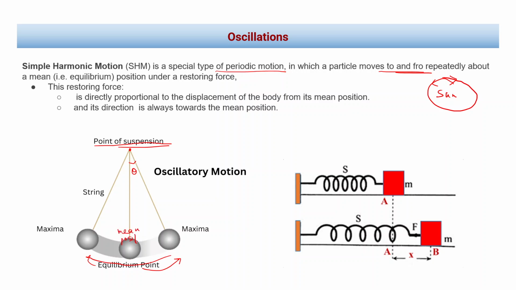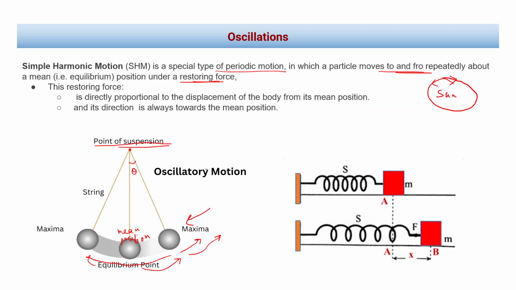So this is characteristic of a simple harmonic motion, that the motion happens about a mean position, to and fro, under a restoring force, and this restoring force is directly proportional to the displacement of the body, and its direction is always towards the mean position. Like if you take the bob of this pendulum, take it to the right and then leave it, although you're moving it towards the right, the restoring force on it is acting towards the mean position, that is, in the opposite direction to the direction of displacement. So this is how we define simple harmonic motion.